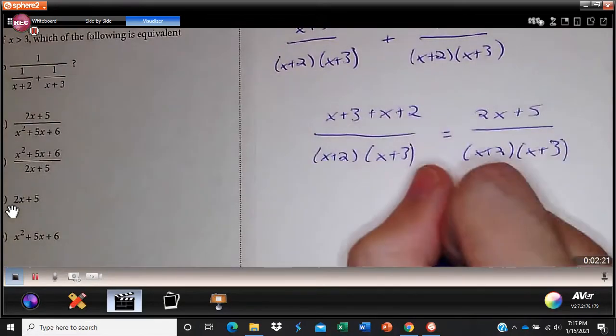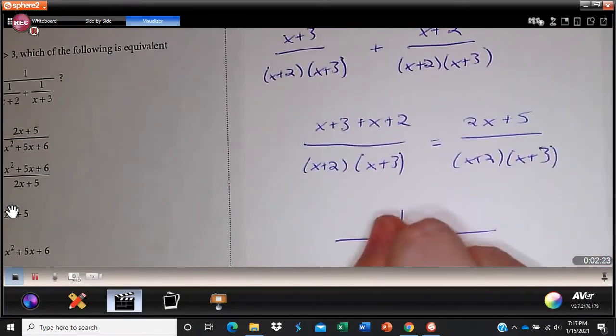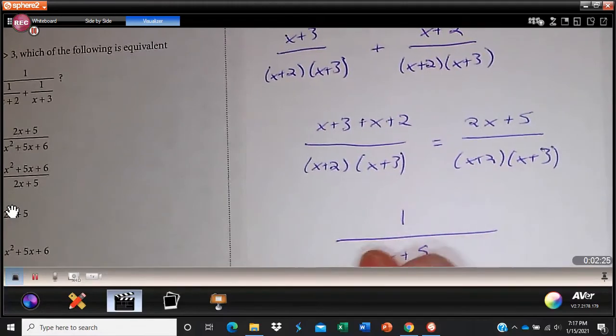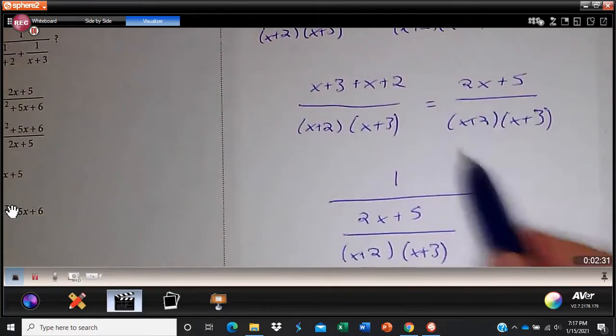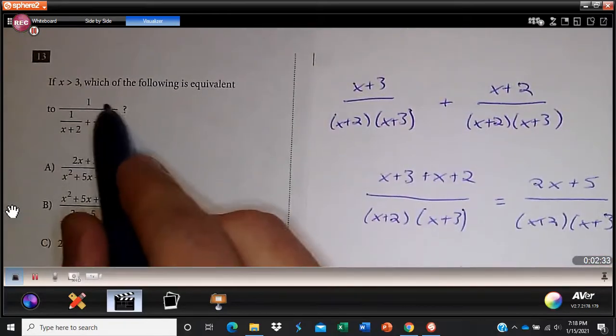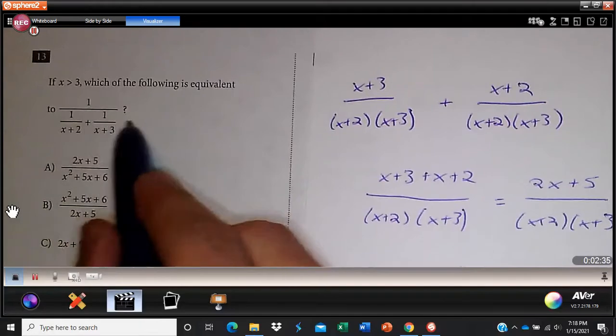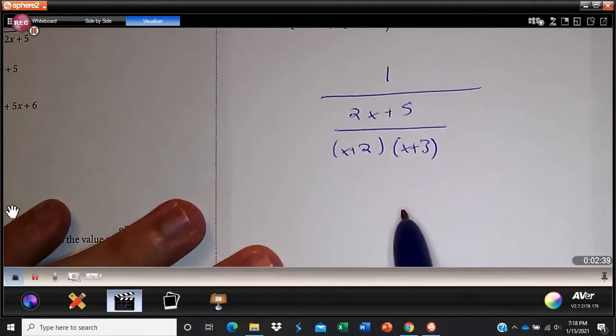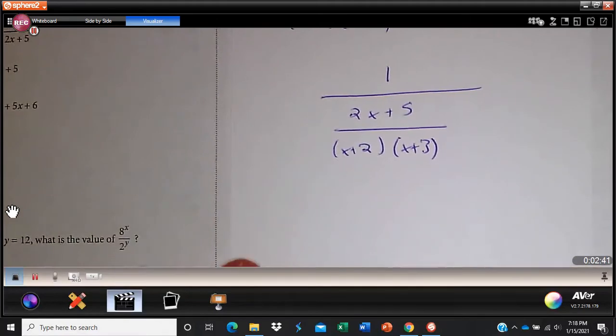So now we have 1 divided by 2x plus 5 divided by x plus 2 times x plus 3. And all I did here was I plugged this back in to the denominator of this term, since we just took the bottom part out to start with. So this is what we're actually interested in evaluating. And this tends to confuse students a lot too, because we have an apparent fraction over a fraction.